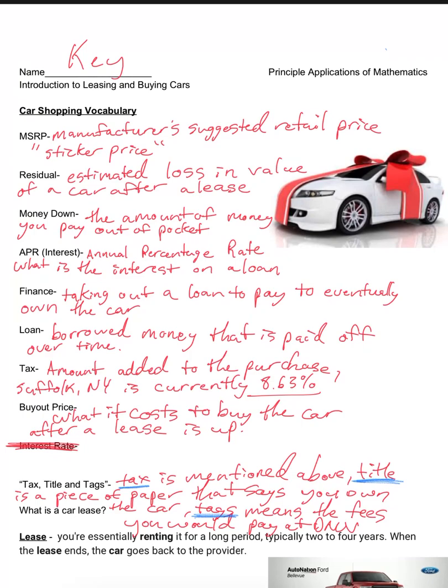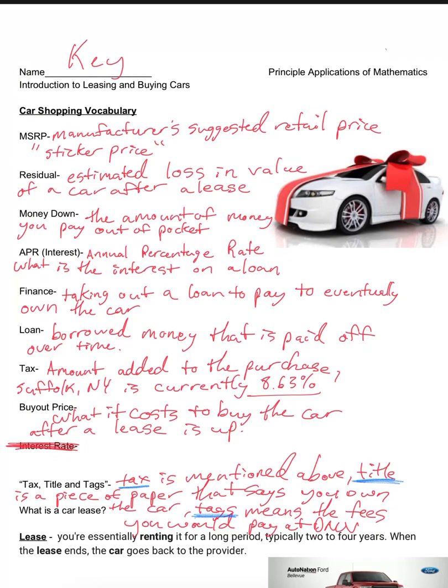Residual. Residual might be a little bit of a new word. This is something that we're going to talk about when we see stuff about leasing. Residual means the estimated loss in value of a car after a lease. So if you lease a car for 3 years, meaning you don't actually own it, the car loses some value because it's not a brand new car anymore. So the residual is the money that is lost on it, and that estimates the price after those years of leasing.